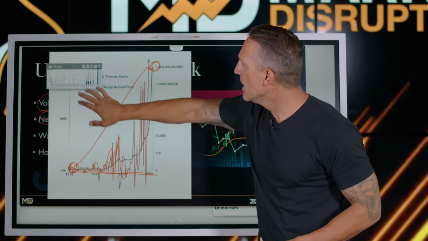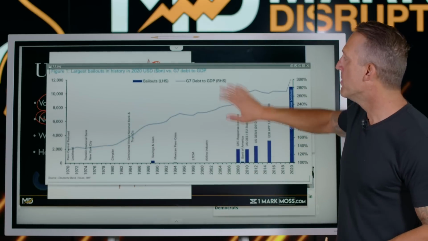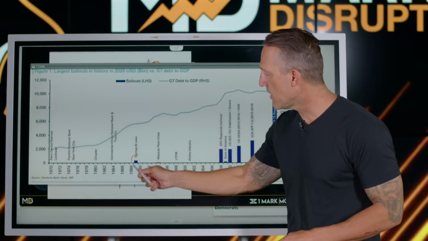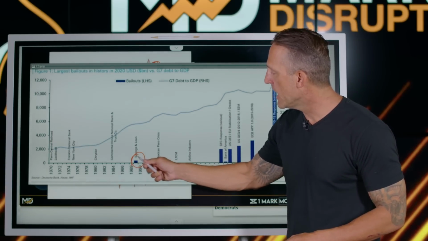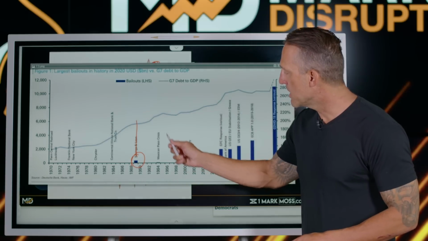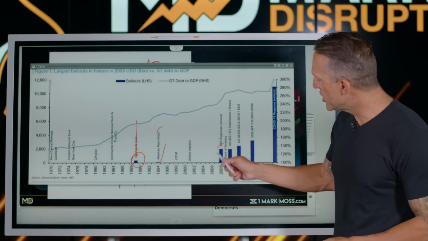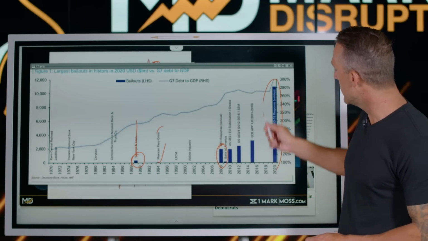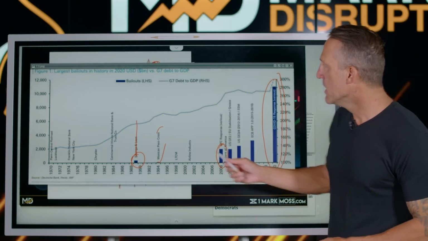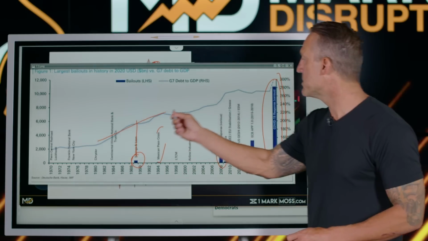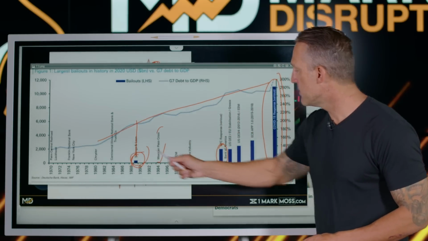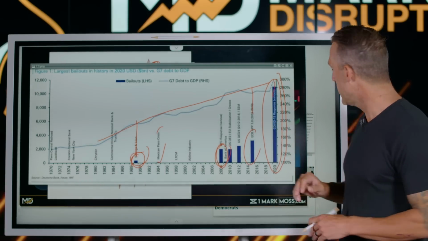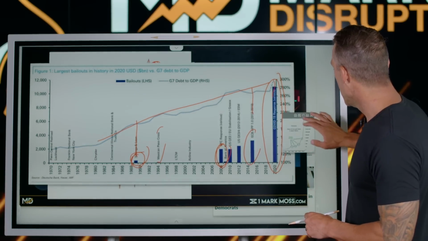And we can see that over time, the bailouts have continued to get bigger and bigger and bigger. So this is like a savings and loans bailout in the late 80s. We have the Mexican peso crisis. Here we have the GFC response. You can see how big that was. And then you can see here's the pandemic response right here. So you can see the debt keeps on growing, but the size of the bailouts to keep the bubbles from deflating continue to get bigger and bigger and bigger.